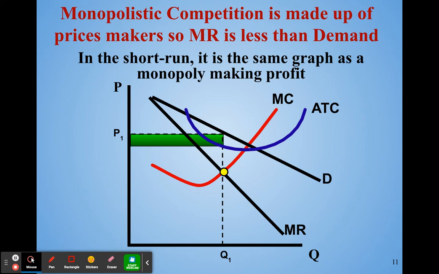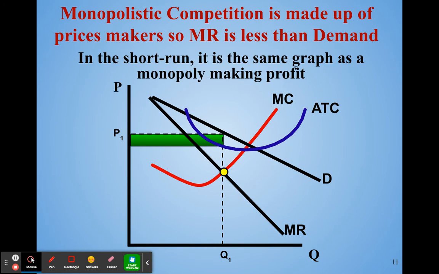That is our profit maximization, just the same way. But the difference here is that there's a profit. There's a profit because our average total costs are lower than the price that we're charging for these products. So in the short run, a monopolistic competitive firm graph is the same as a monopoly making a profit.